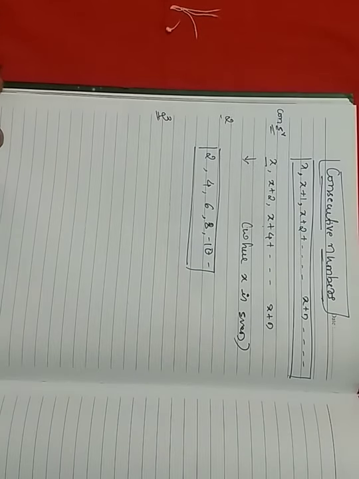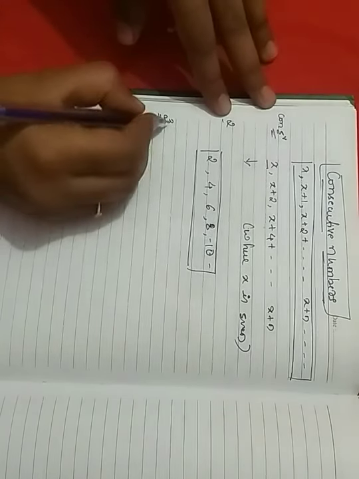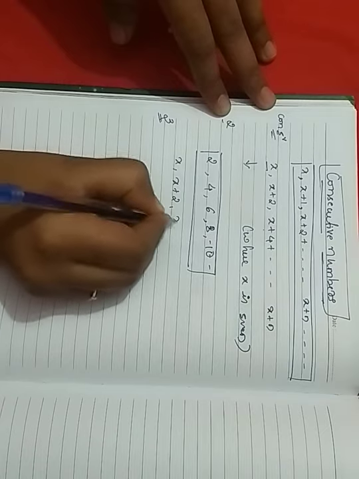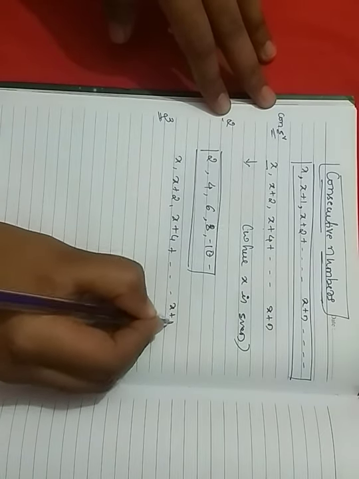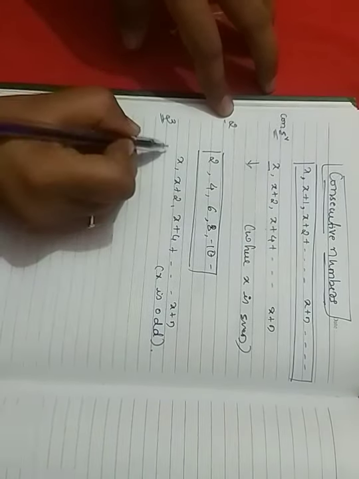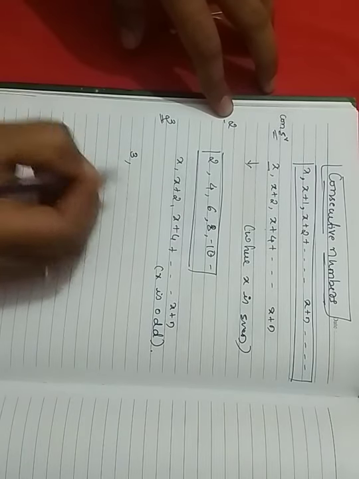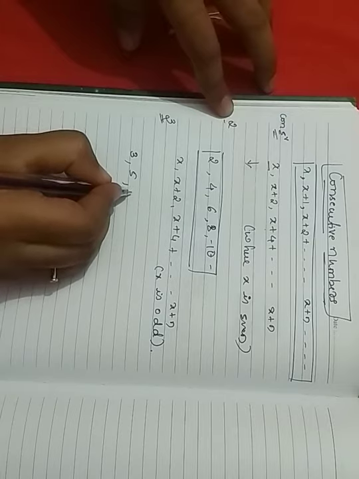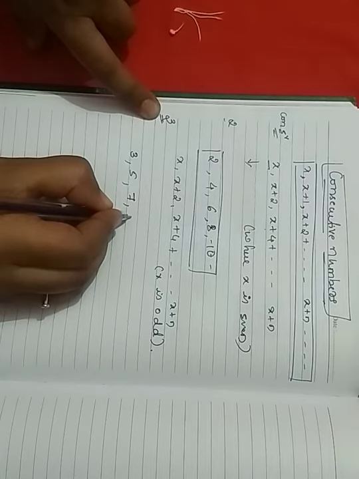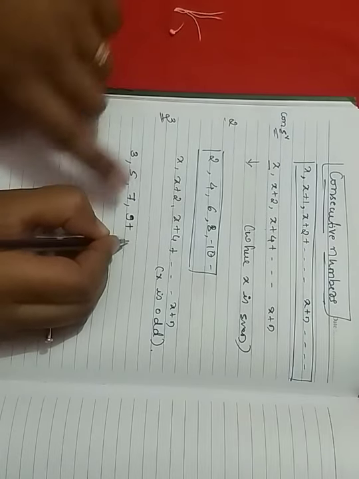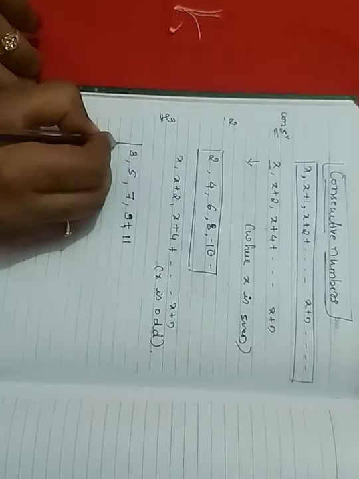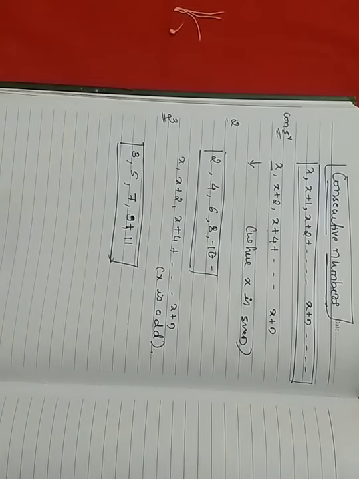Now the 5 consecutive odd numbers of 3. That can be represented as x, x plus 2, x plus 4 up to x plus n, where x is odd. The given number must be an odd number here. So, x is 3, 3 plus 2 is 5, 3 plus 4 is 7, 3 plus 6 is 9, and 3 plus 8 is 11. These are the 5 consecutive odd numbers of 3.